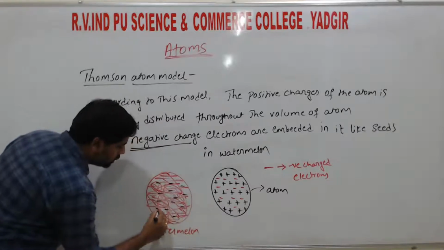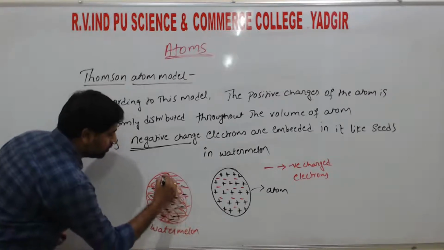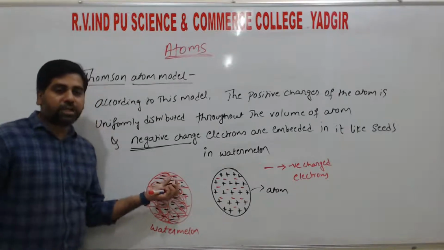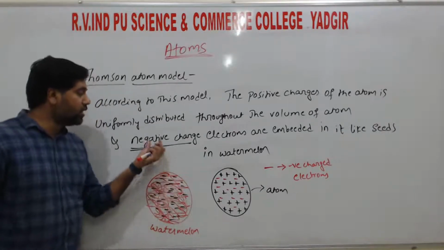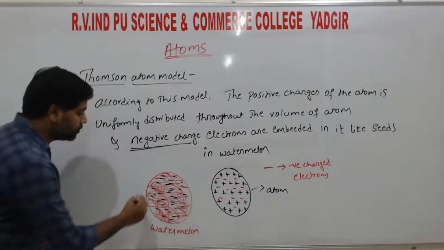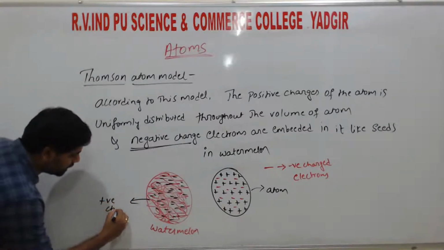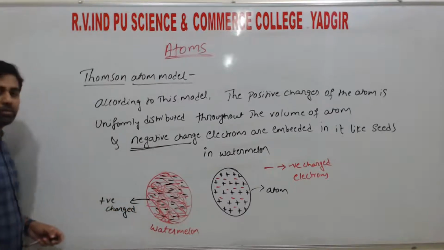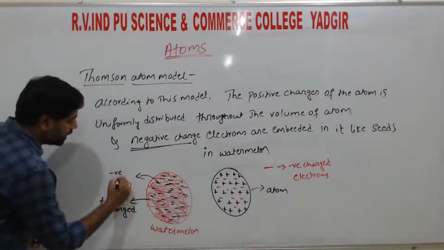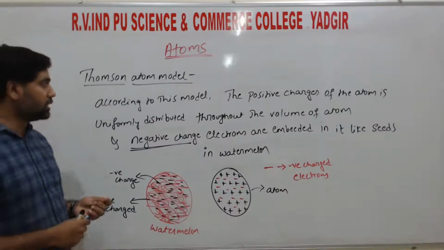In the watermelon fruit, the seeds are present like this. So he tells that these seeds present in the watermelon represent the negative charge, right? The edible part is positively charged, and the seeds present in this watermelon equal the negative charge. This one is given by Thomson.